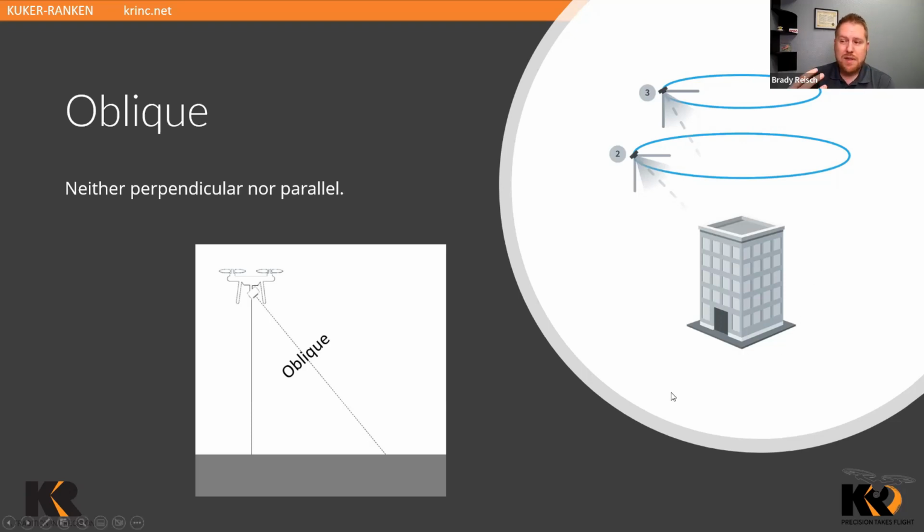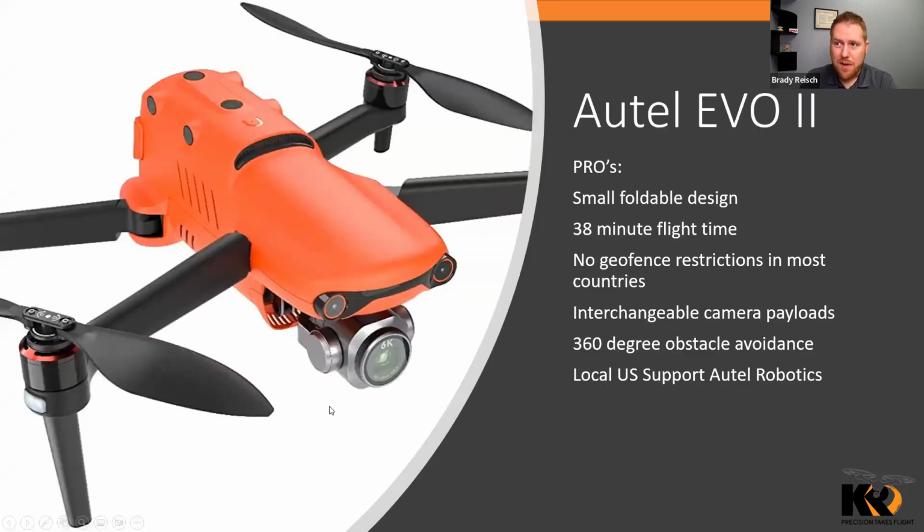Now we know some of the basics on the terminology and what we're going to be using. We need to first understand what kind of aircraft we are going to be using. I've got a couple here that I'd like to point out. The EVO 2 6K Pro is a workhorse, and this is my personal favorite. It's very easy, it's very small, it's modular. It's got a very long flight time of 38 minutes.